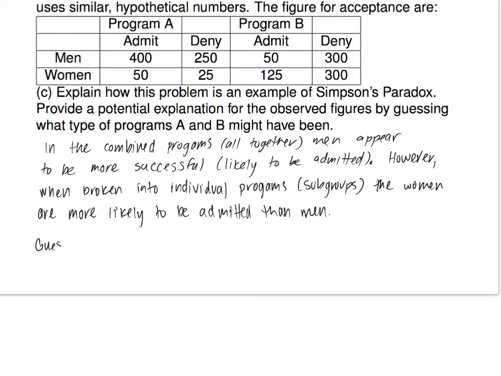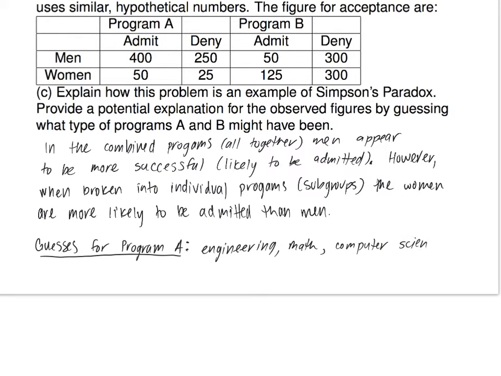So let's say guesses for program A. What is one example of a major where there is a lot of interest from men and lesser interest from women? I can think of at least two. Engineering. That number is changing, but on average. Math, especially if you're talking about the graduate school level, right? I wasn't thinking engineering, but also computer science. Do you guys buy all that? All of those might have a lot more male applicants than female applicants, right?